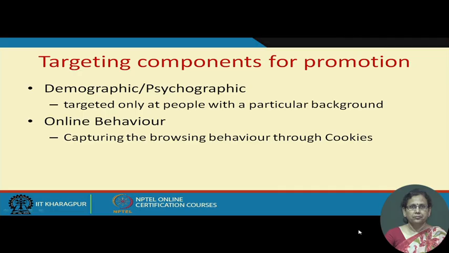Then the next targeting component could be your demographic and psychographic details. Many times you provide your demographic details to the company, and based on your background you will be getting advertisements. Then they can also study your online behavior through cookies, your search pattern, etc., and they can appropriately fire advertisements to you.